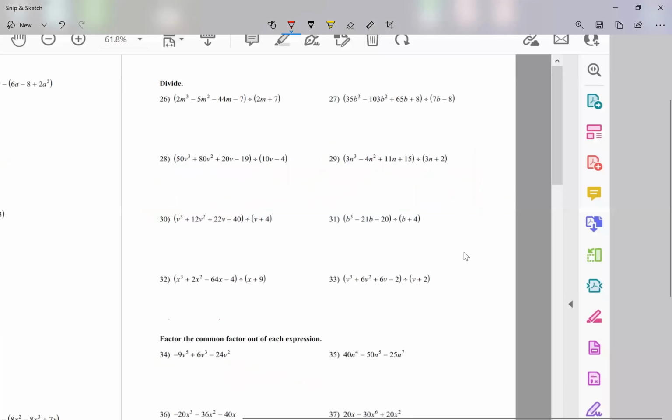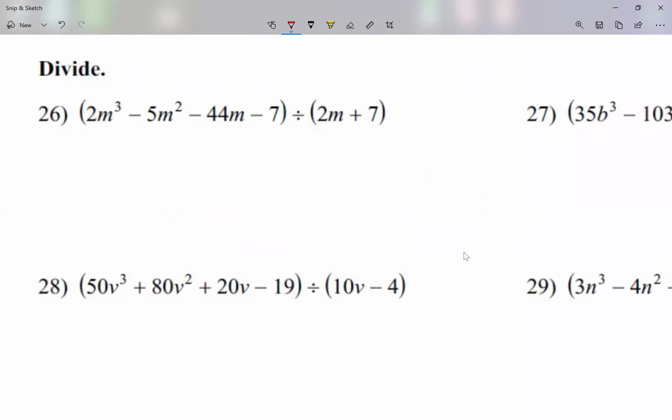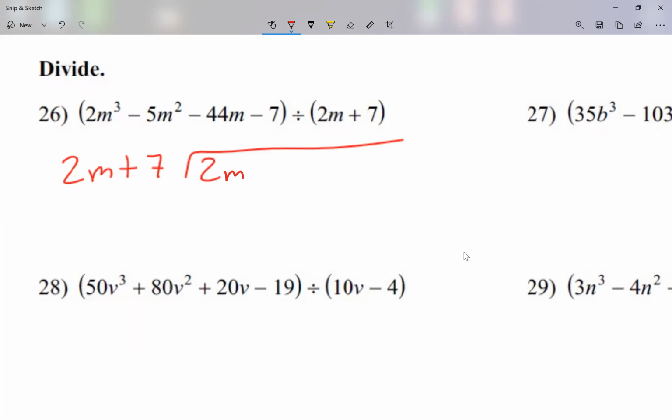Let me see here. I'm going to divide polynomials. So what I'm going to write, let me write 2m plus 7. And I'm going to divide this into 2m to the third minus 5m squared minus 44m minus 7. Okay, I'm going to divide that.